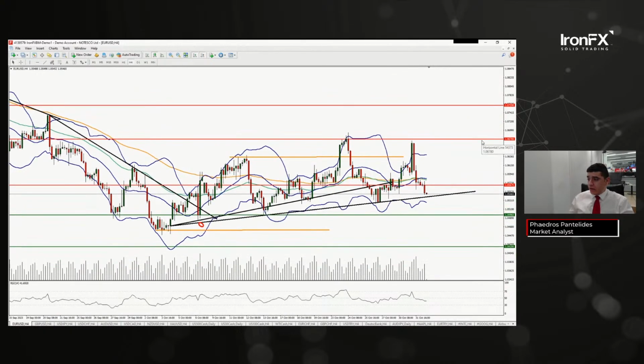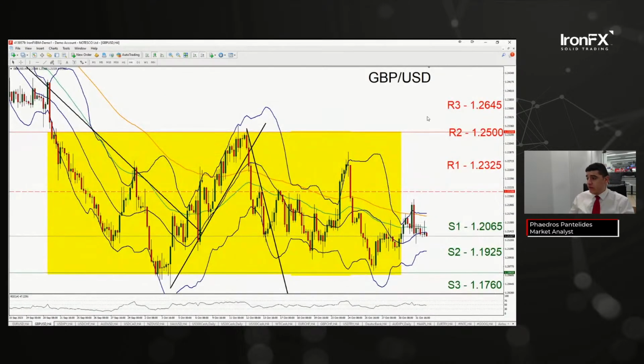We've placed our support and resistance levels for the pair. Also, the RSI is below 50, implying a bearish market sentiment. So we've essentially gone over the euro. We're going to be moving over to the British pound.